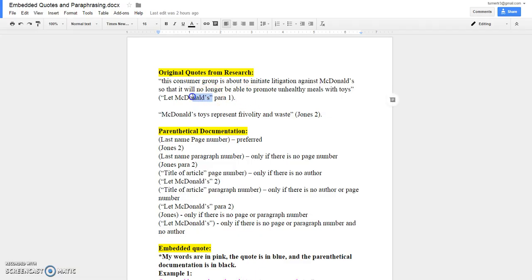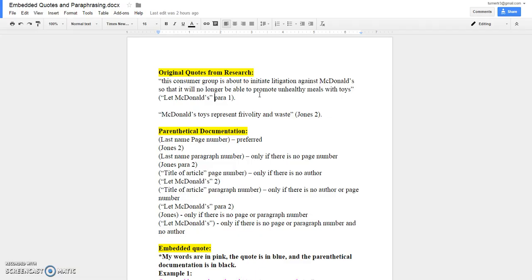If this is the end of the sentence, the period would be after the parentheses. I also have "let McDonald's" in quotation marks. Quotation marks tell me that there was no author available for this article, so instead I had to use the title. And all you need for the title in the parenthetical documentation is just a couple words of it, enough for the reader to know which title on your works cited page you're referencing. And then I have PARA, which means paragraph. So that means there were no page numbers available in this source, but that it was labeled by paragraph number. So I put PARA1 to indicate it's a paragraph number and not a page number.